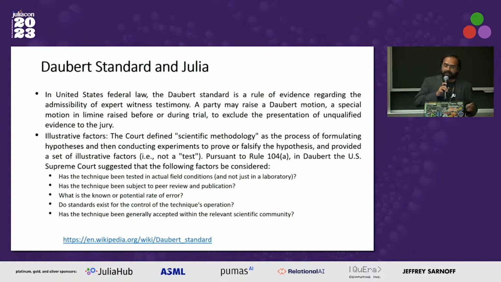So in United States federal law, the Daubert standard is a rule of evidence regarding the admissibility of expert witness testimony. So there are some illustrative factors which the court has suggested. Has the technique been tested in actual field conditions, not in just the laboratory? Has the technique been subjected to peer review and publication? What is the known or potential rate of error? Do standards exist for the control of the technique's operation, and has the technique been generally accepted?